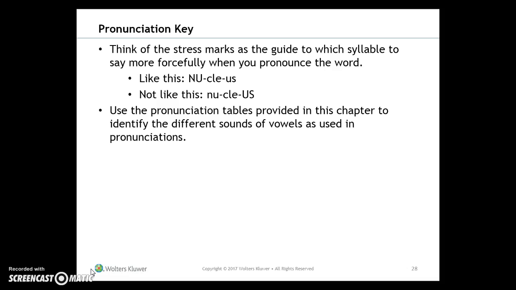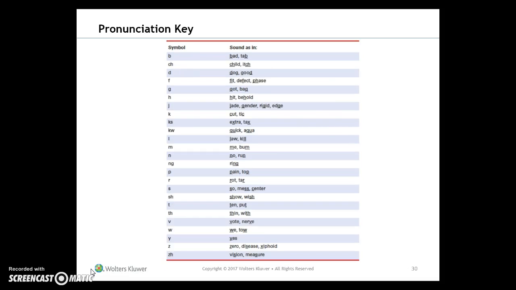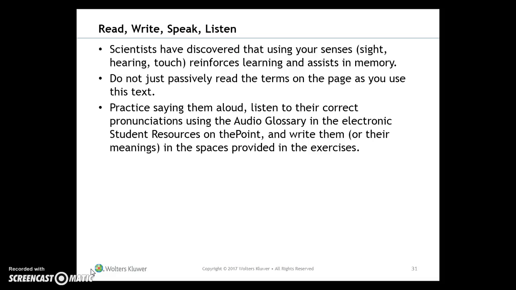So the stress marks tell you which syllable to say more forcefully when you pronounce a word like nucleus, and not like this, nucleus. There are lots of pronunciation tables provided in the chapter that are helpful, and those are some of the tables that are in the chapter. So let's remember: read, write, speak, listen, and use your senses.